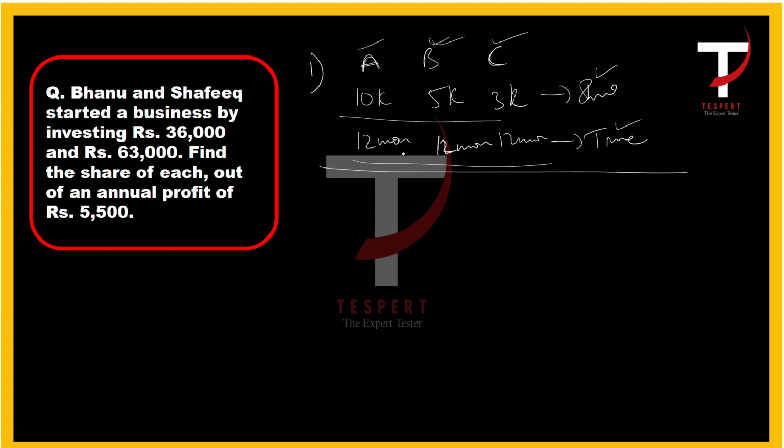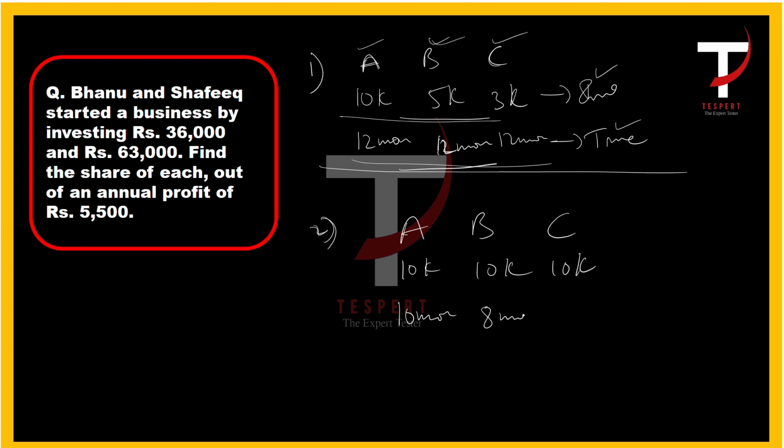What about the second case? Again we have three investors, so three partners. In the first case, we have different investments for the same period of time, whereas in the second case, we have the same investments, 10,000, 10,000 and 10,000 for different periods of time. So let's say 10 months, here 8 months, and here 5 months.